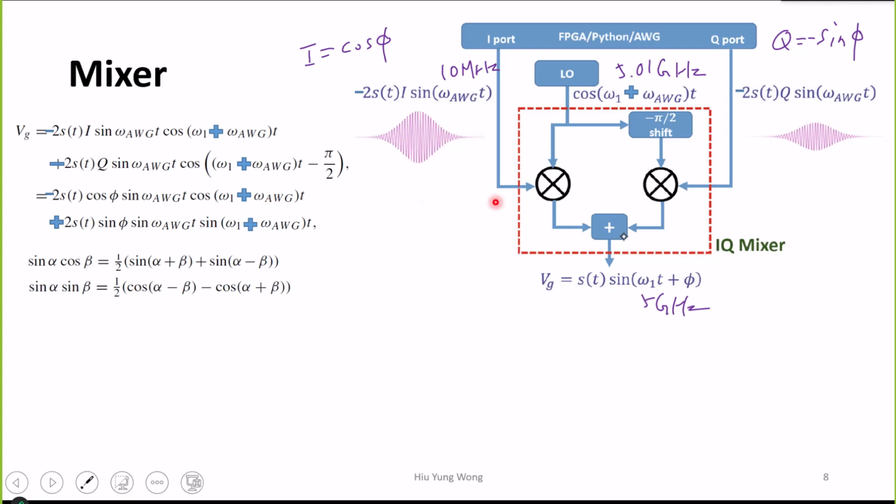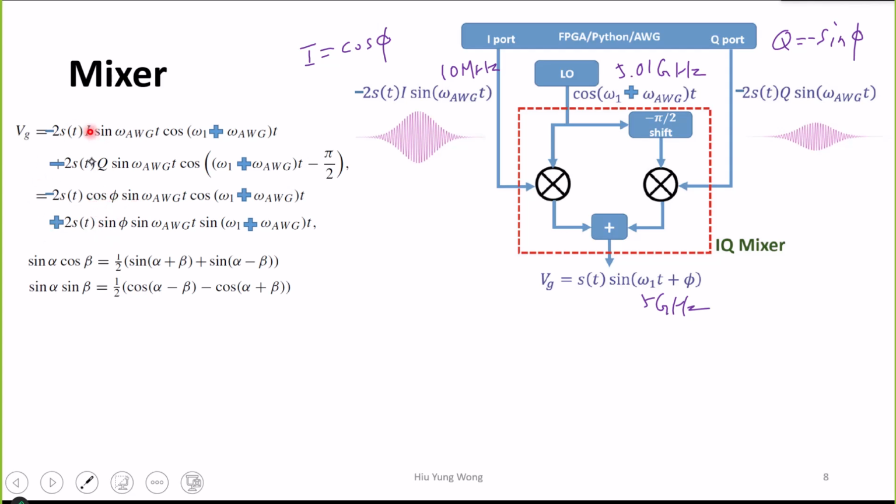And then this part is negative 2s_Q, right? Sine omega_AWG t times this one. This one is cosine of omega_1 plus omega_AWG t, minus pi over 2. I have a phase shift. I just make my circuit so that the signal has a phase shift. Is this line okay? Then I go to the next part.